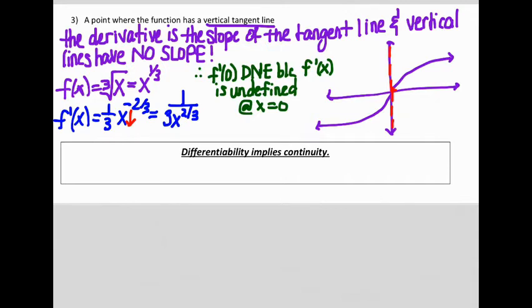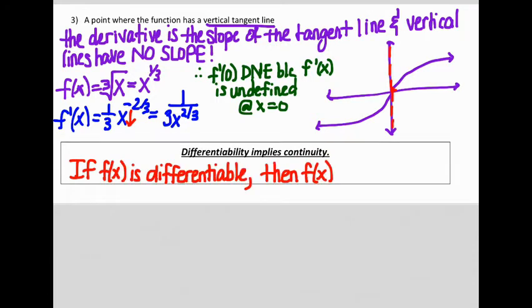Differentiability implies continuity. This means if f of x is differentiable, then f of x must be continuous.